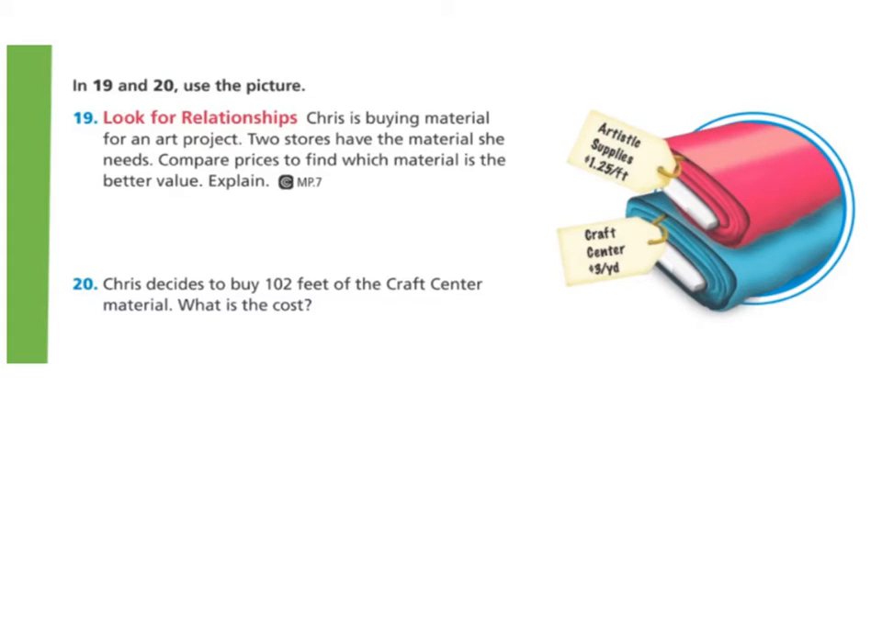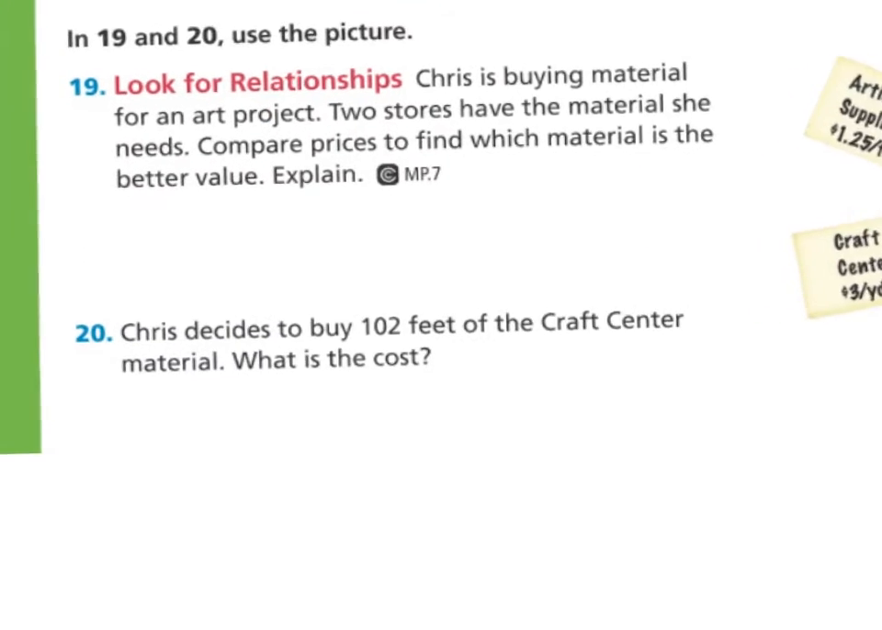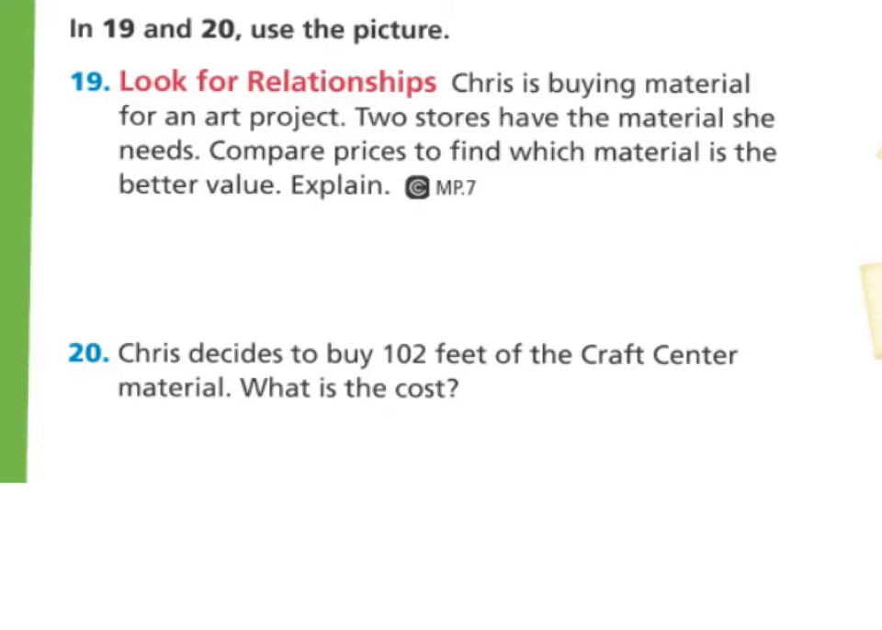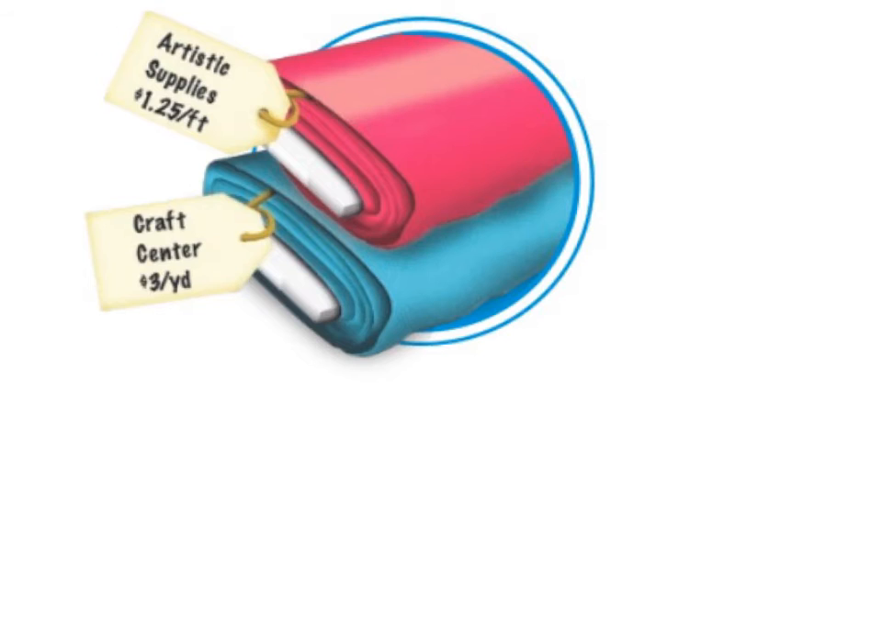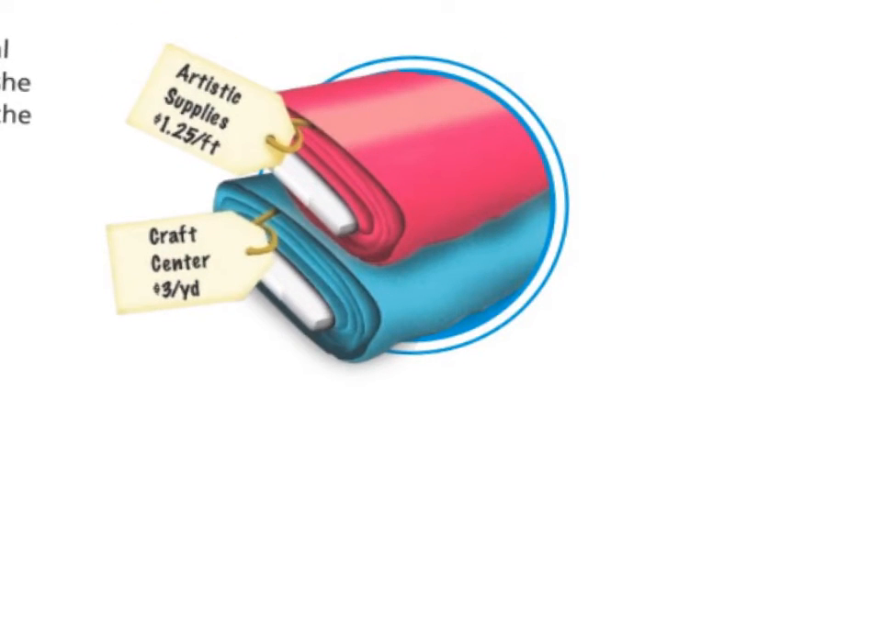Number 19, don't be jealous of the color in my workbook here, but Chris is buying material for an art project. 2 stores have the material she needs. Compare prices to find which material is the better value. So the one store, they've given us how much it costs per foot, and the other one they've given us how much it costs per yard. So $1.25 per foot or $3 per yard. So we want to convert these to the same units, and then we can compare them better.